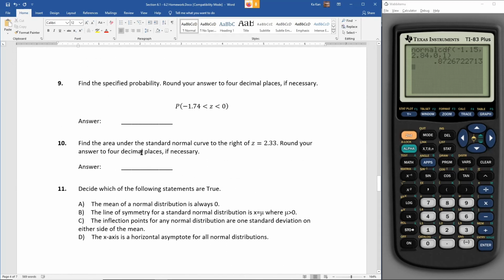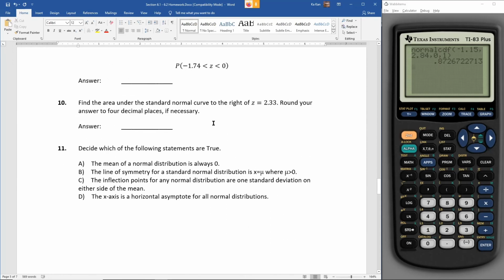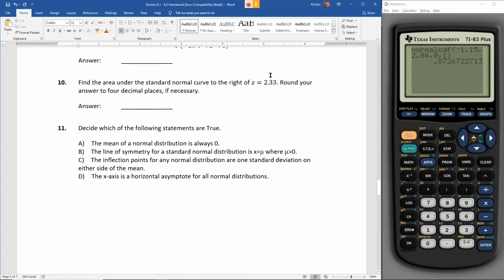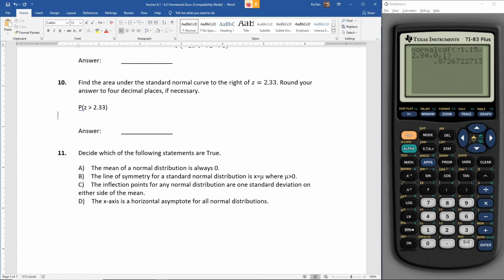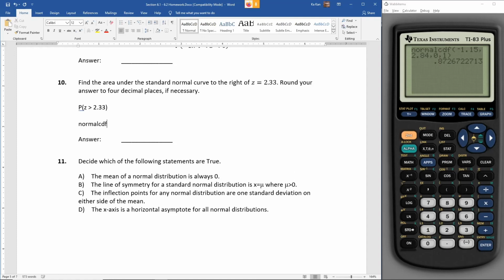Same thing over here. Find the area under the standard normal curve to the right of this value. So this would be the probability of Z, and you want to the right, so Z greater than 2.33. Basically it will be normal CDF, starting at 2.33 on the left, going to infinity on the right, and then 0, 1. Just try it out on the calculator, you'll get it.